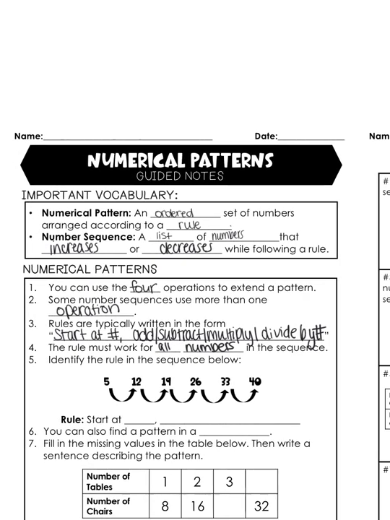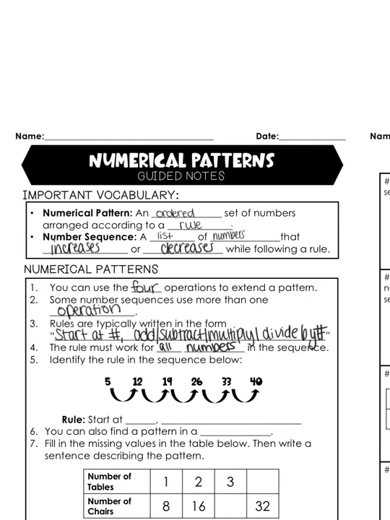So here's one we have, okay, we go from 5 to 12 to 19 to 26 to 33 to 40. Okay, so to get from 5 to 12, nothing times 5 equals 12, so I know my operation isn't going to be multiplication, right? So how do I get from 5 to 12? I can add 7. Well, to get from 12 to 19, I add 7. 19 to 26, add 7. Okay, so my rule here is I start at 5 and add 7.